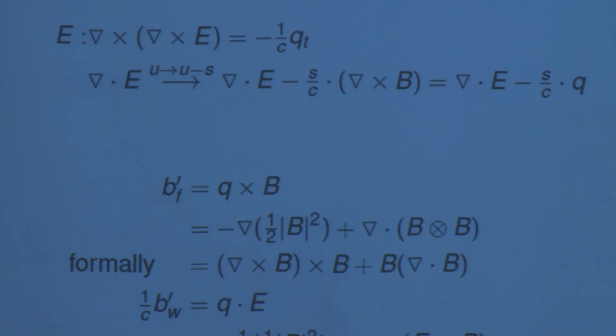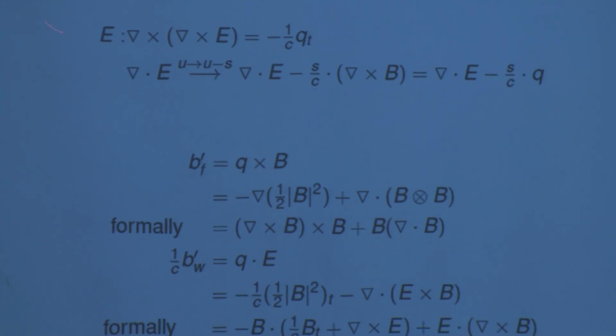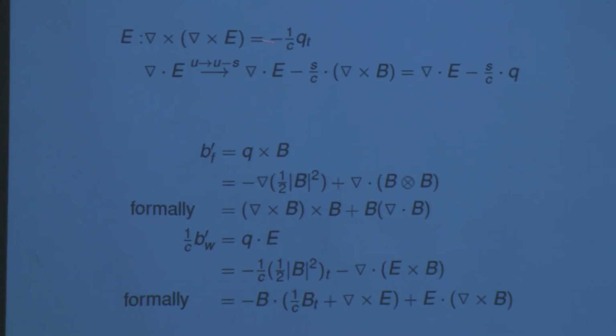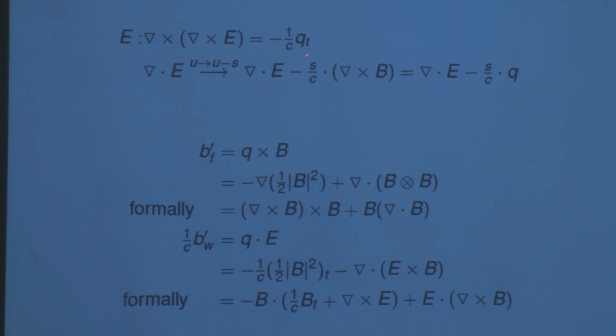Now the electric field is highly ambiguous. We know that E satisfies this equation. If you know Q, then you have this equation, but you don't know div E very well. You'd like to take div E equal to 0, but you can't because it's not invariant under Galilean transformation. Here's the explicit expression. If Q doesn't vanish, you can't have E vanishing. But again, we have expressions for the force and the work of the electromagnetic field.